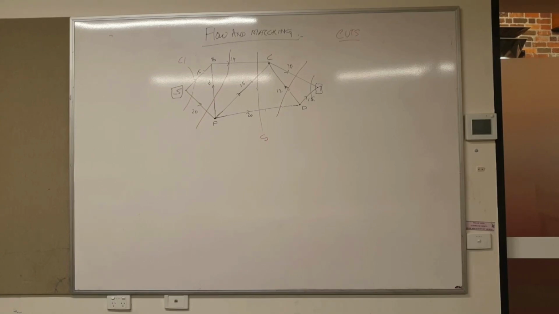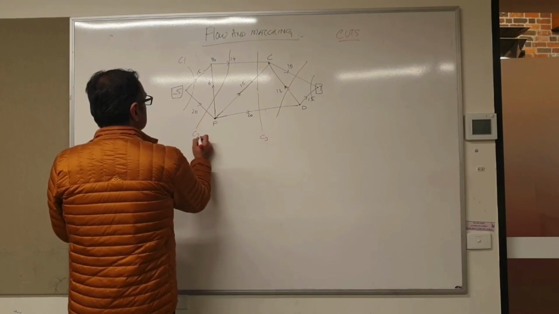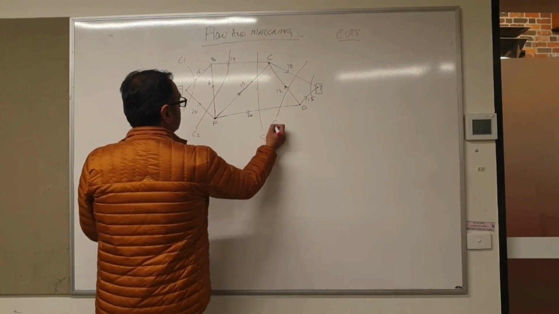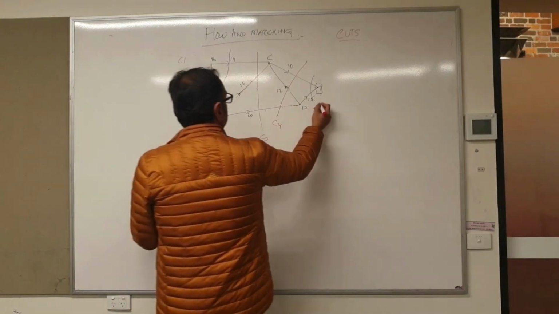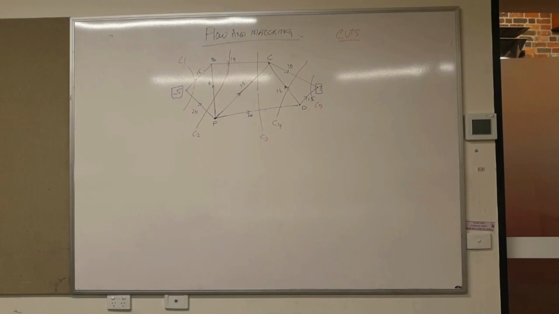All good? Let's call this cut C2. Let's call this cut C3, C4, and maybe a C5. Right?